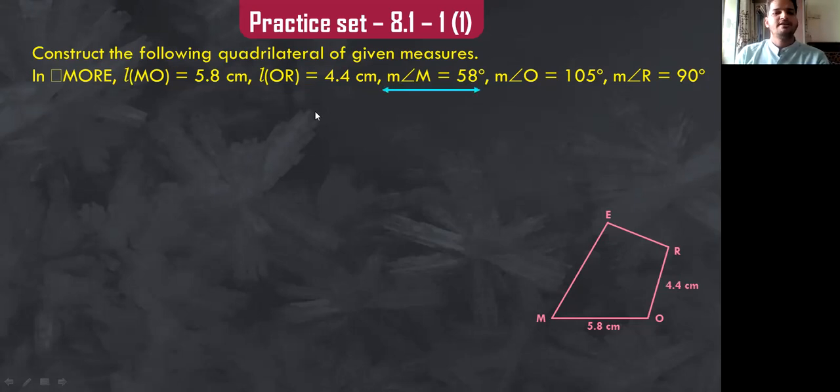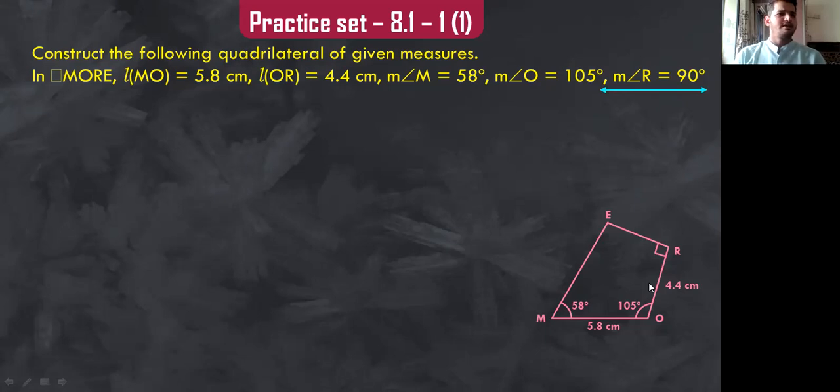Then the measure of angle M is 58 degrees. So we will mark an angle sign here in the rough figure and mark it as 58 degrees. The measure of angle O is 105 degrees, and the measure of angle R is 90 degrees. Once you fill in all the details, now let us get to the construction of the quadrilateral.